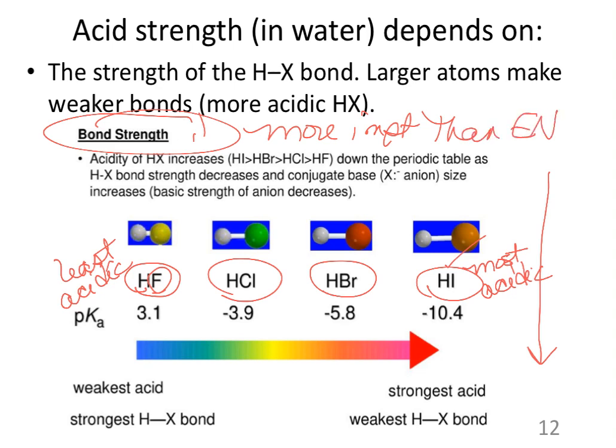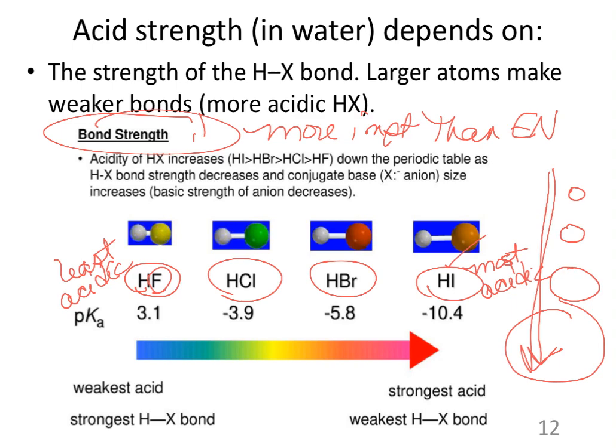And it turns out as you go farther down on the periodic table, the atoms get larger and larger, right? So if I were to draw, let's draw fluorine up here. And let's see, then chlorine's a little bit larger, bromine's a little bit larger, and iodine is huge, okay?